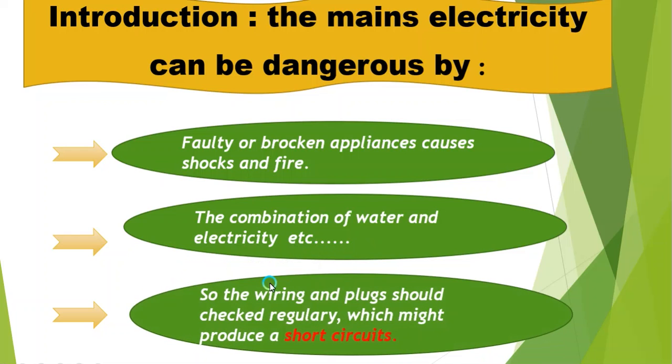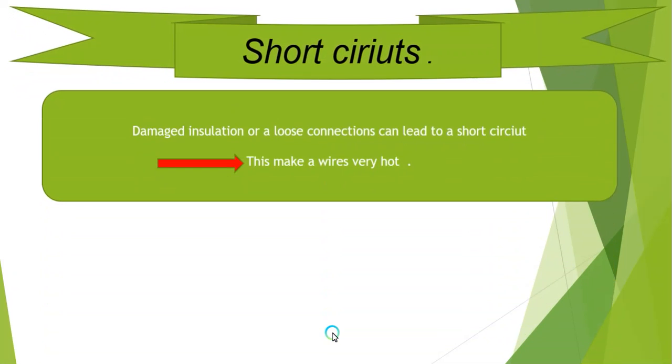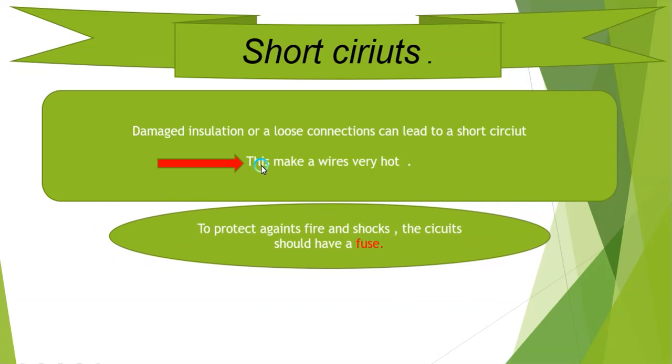Next, the wiring and the plug should be checked regularly, and should be covered, which may produce a short circuit. What is the meaning of a short circuit? A short circuit is very dangerous. A damaged installation or a loose connection can lead to a short circuit. That means it makes the wire very hot. When the wire is very hot, that means it is a short circuit.